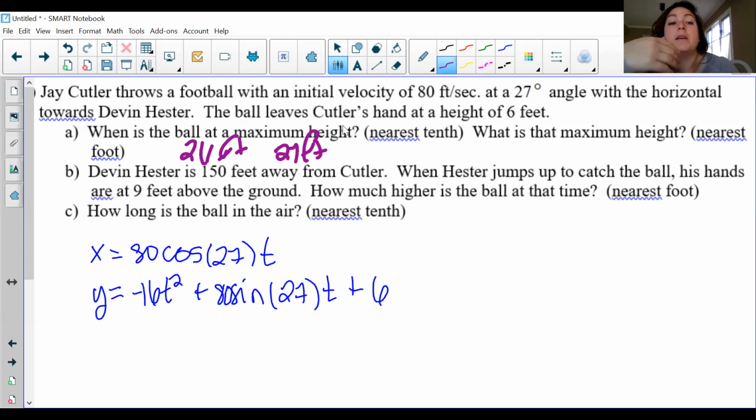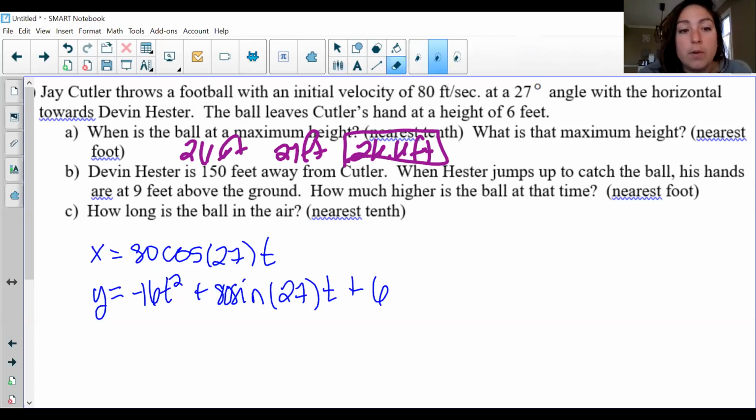Oh, maximum height to the nearest tenth. So what did I say? 26.6 was the highest that I got. What is the maximum height? When is the ball... Sorry, I need to read my own questions. All right, erase.